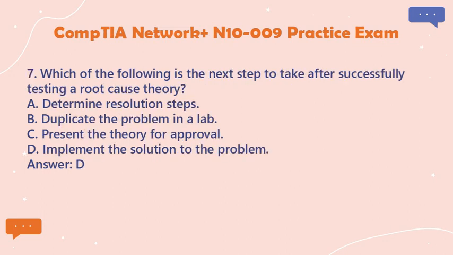7. Which of the following is the next step to take after successfully testing a root cause theory? A. Determine resolution steps. B. Duplicate the problem in a lab. C. Present the theory for approval. D. Implement the solution to the problem. Answer: D.